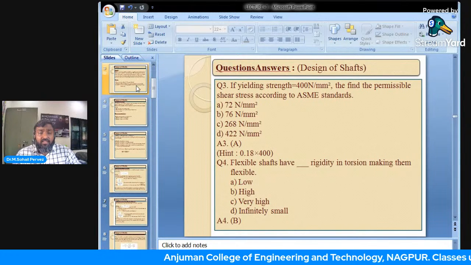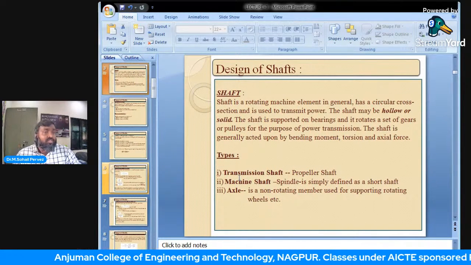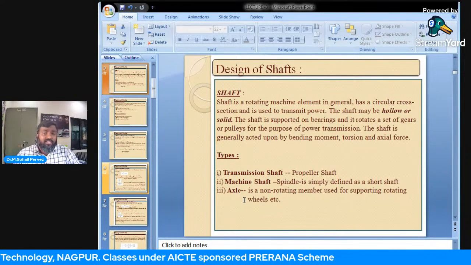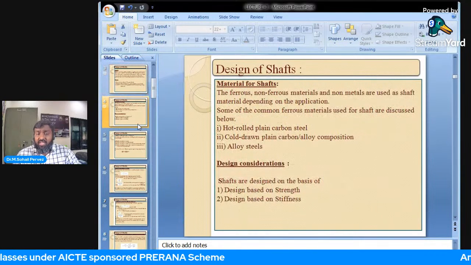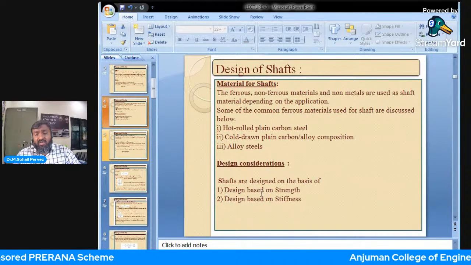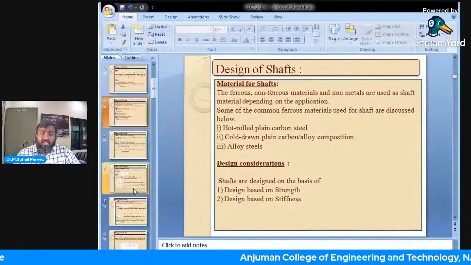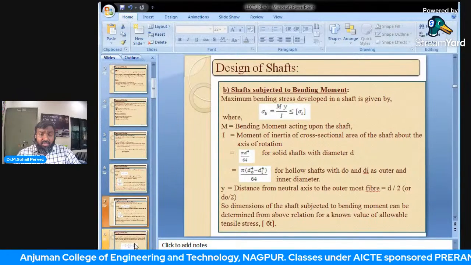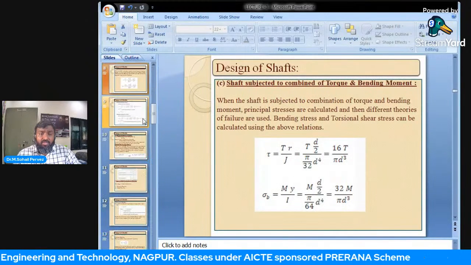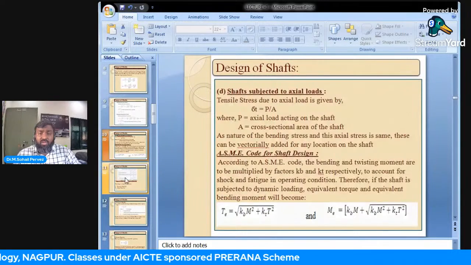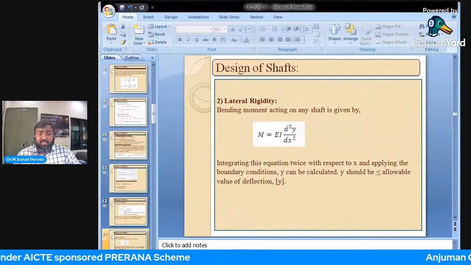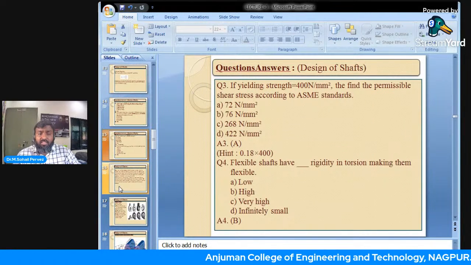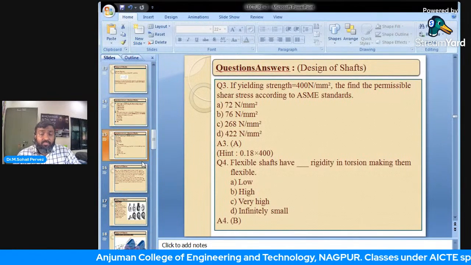Recalling the design of shaft: we have classified shafts as line shaft, transmission shaft, machine shaft, and axle. These are the basic classification. Then material, then how shafts are designed. Shafts are designed on the basis of strength and on the basis of stiffness. We have gone through the different equations and conditions of design of shaft. Based on these conditions and equations, we can solve a number of problems. These are a few to solve, and if you find any difficulty, please contact.